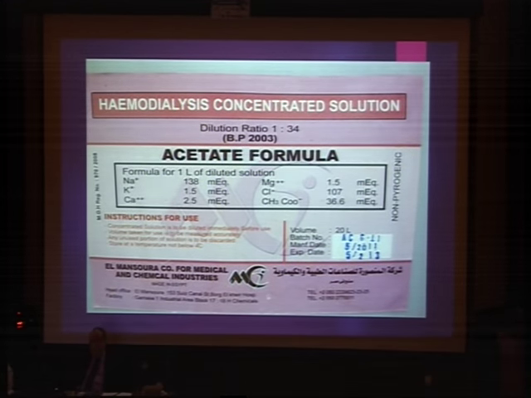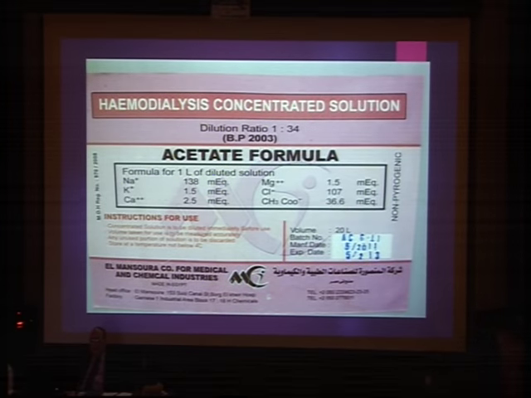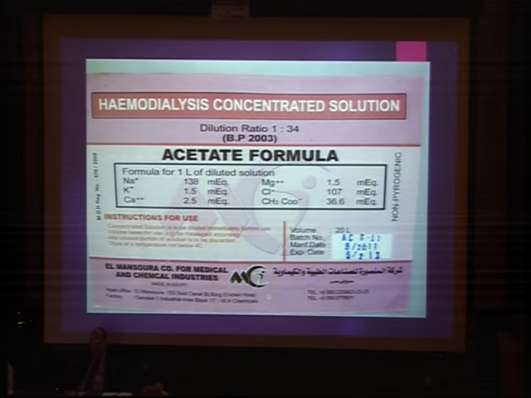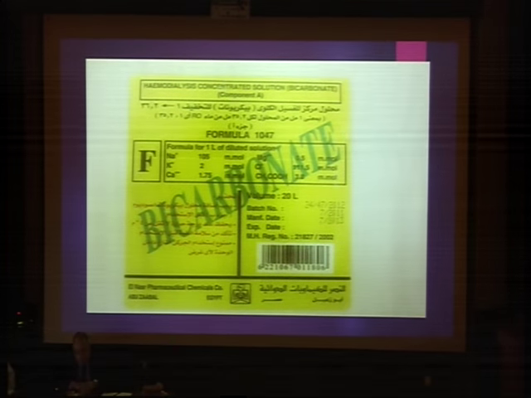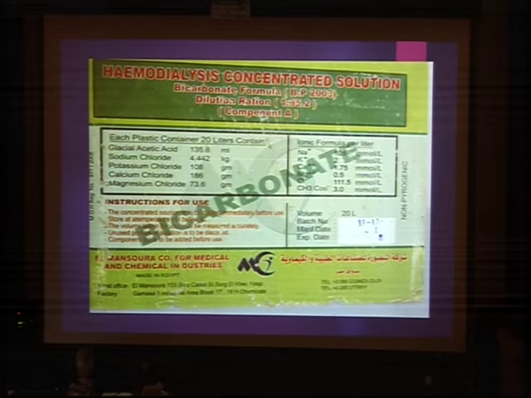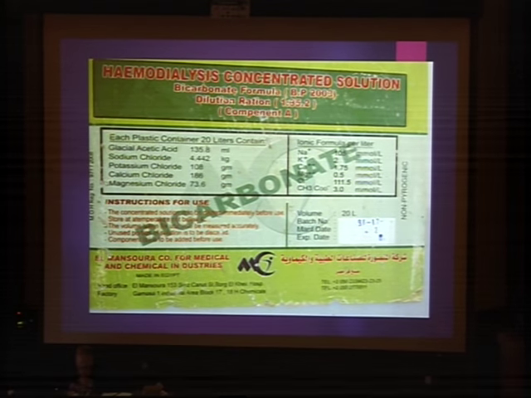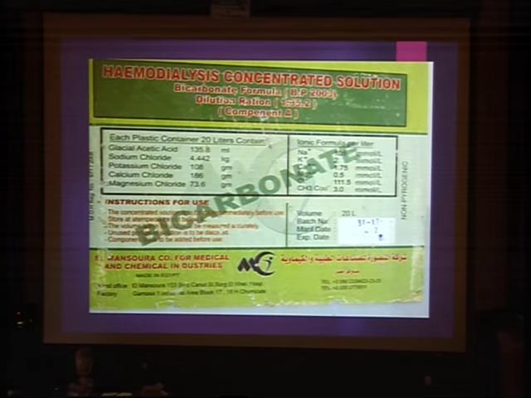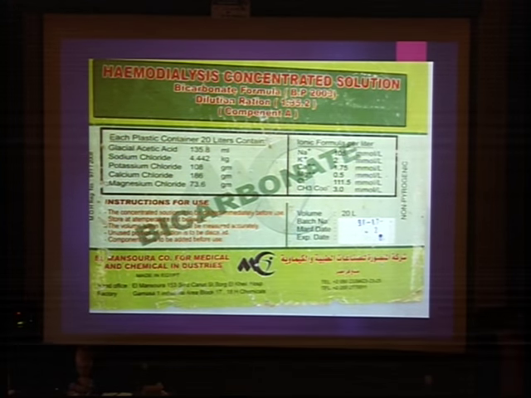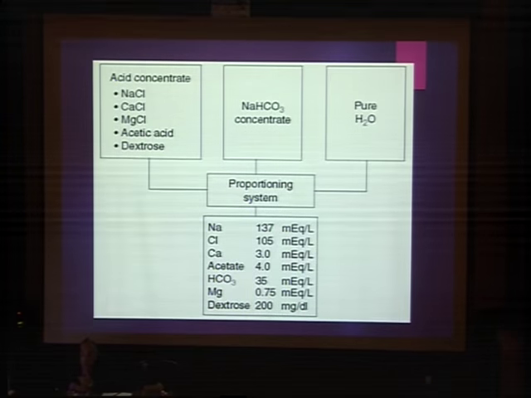So this is an example of an acetate formula when sodium is 138. And this is a bicarbonate formula. But don't be fooled by this sodium 105, because this will still be added to another concentration of sodium containing nearly 35 millimole sodium. So the net sodium after you complete the composition will be 135 to 140 millimole per liter of sodium.